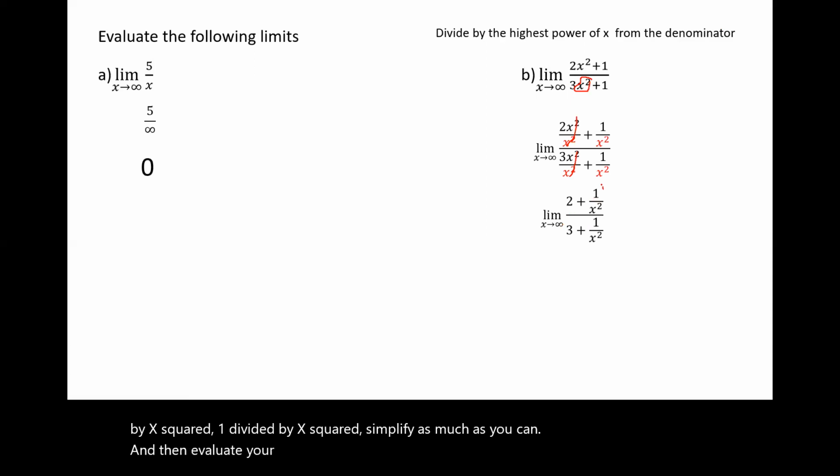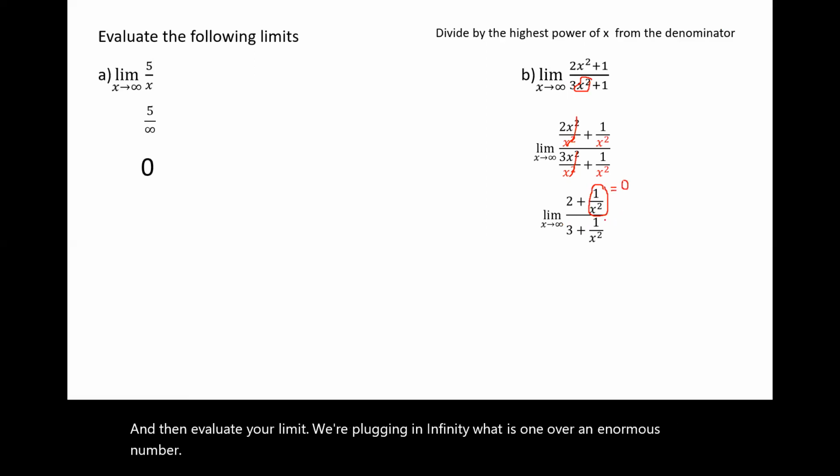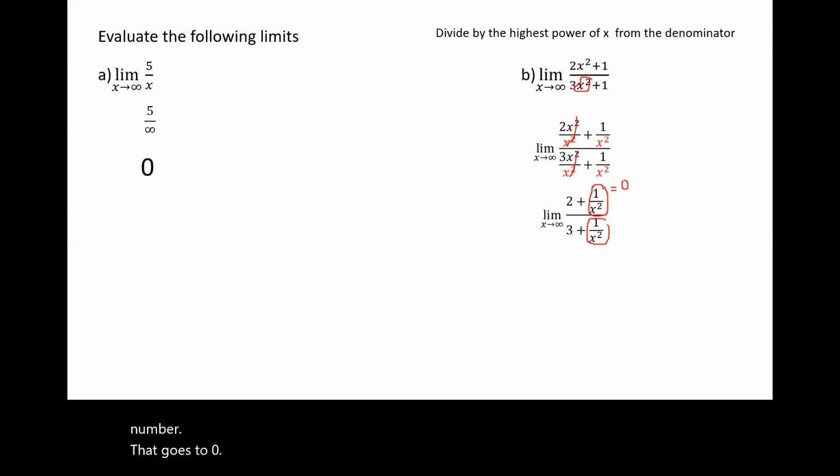We're plugging in infinity. What is 1 over an enormous number? That goes to 0. 1 over an enormous number, that goes to 0. So our final answer is 2 over 3.